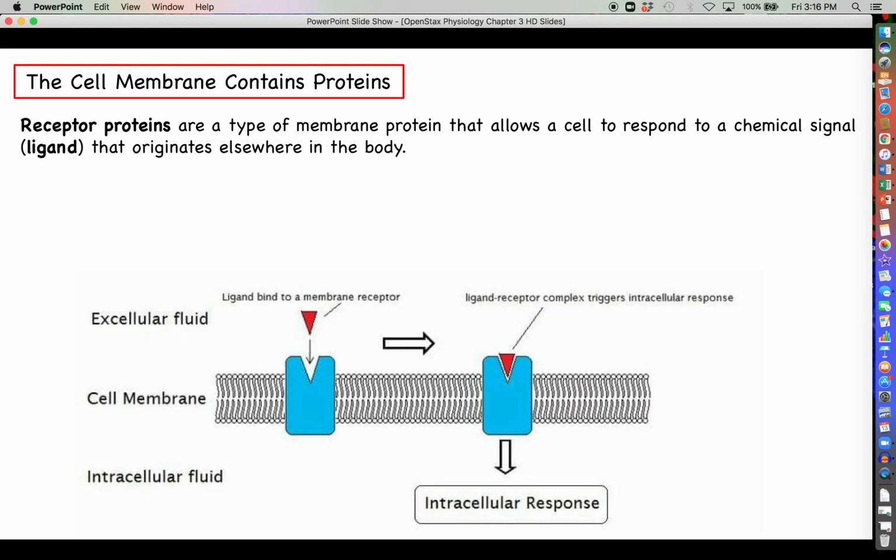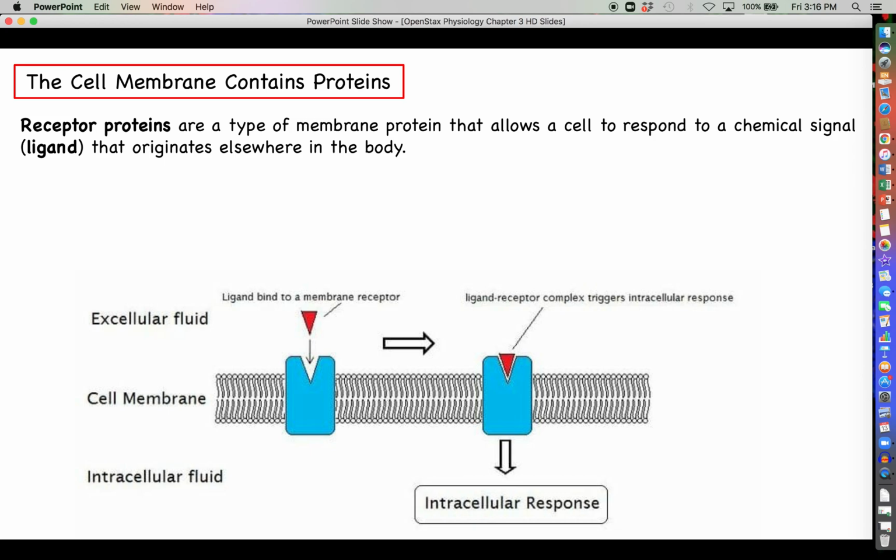And then if we look at receptor proteins, we're going to talk a lot more in depth about receptor proteins in the next unit, but we'll go ahead and introduce them right now. Receptor proteins are a type of integral membrane protein that allows a cell to respond to a signal that originates elsewhere in the body. These signals come in all kinds of shapes and forms: hormones, neurotransmitters, and the like. We call any type of chemical signal that acts like this a ligand.